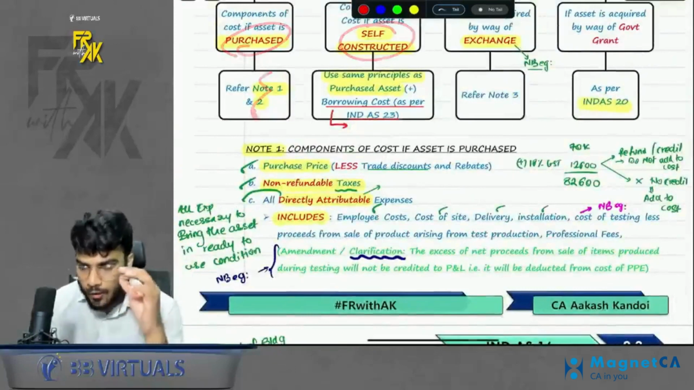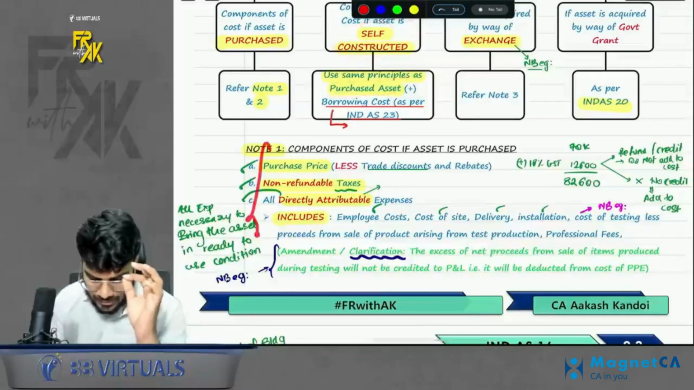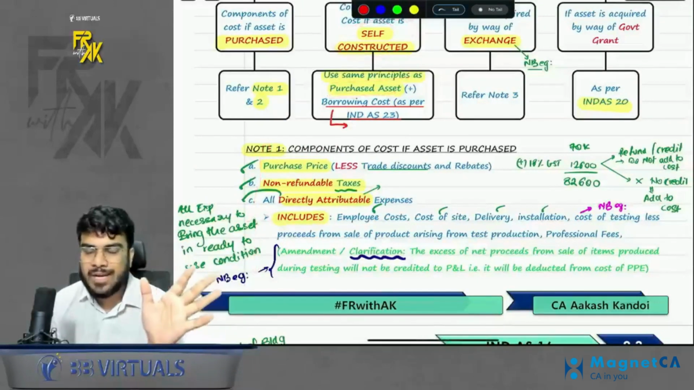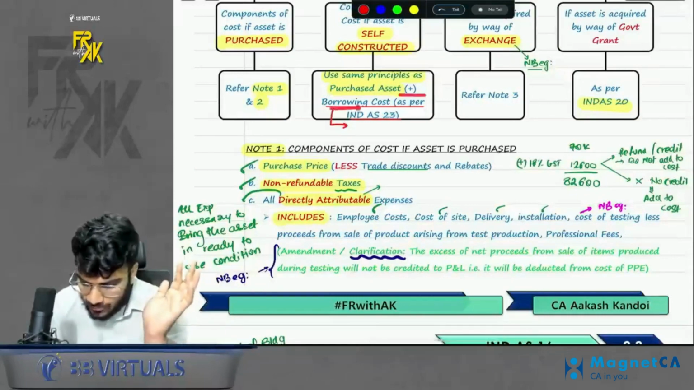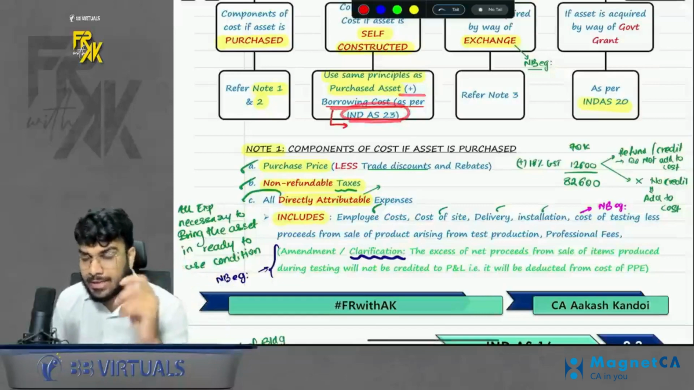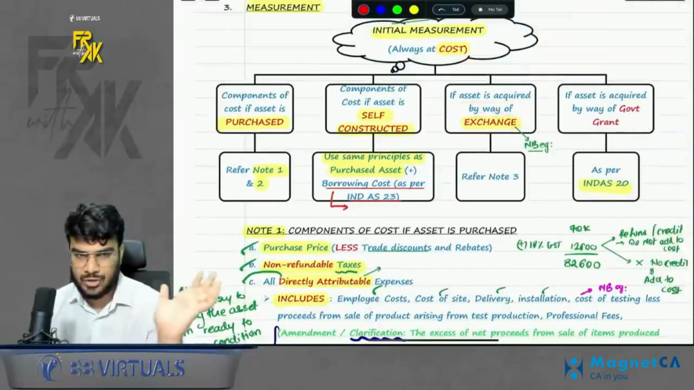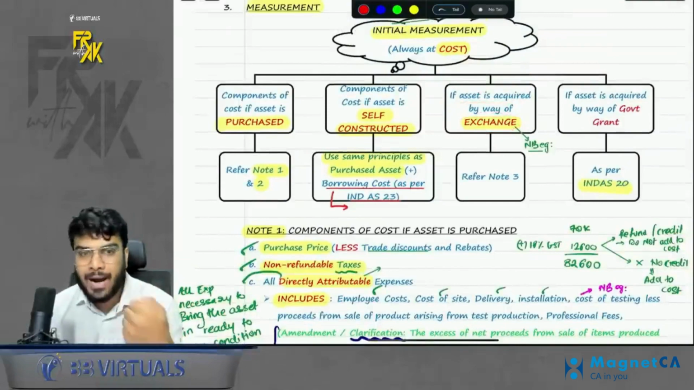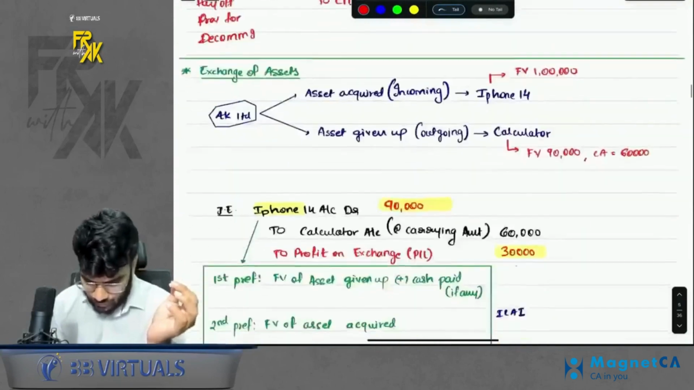Acha, next point. What if the asset is self-constructed? We will use the same principles like we discussed below, right? The employee cost involved in the construction will be capitalized and everything. Also, there will be some borrowing cost as per Ind AS 23 that we will discuss under Ind AS 23 only. Okay. What if the asset is acquired by way of exchange? That means we are acquiring the asset in a barter transaction. So do you remember in case of barter transaction?